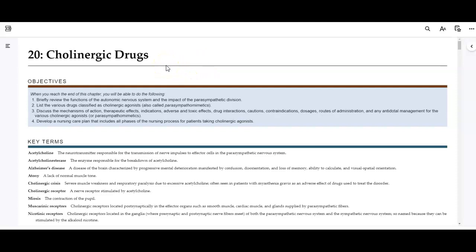Chapter 20 covers our cholinergic drugs. So when you're starting with this, you want to make sure you read through our objectives. The reason I wanted to point this out is because some places, I think mostly older places, will call cholinergic agonists or cholinergic drugs parasympathomimetics. So be aware of that. You don't hear that very often. Usually they're called cholinergic agonists or cholinergic drugs, so be aware of that.